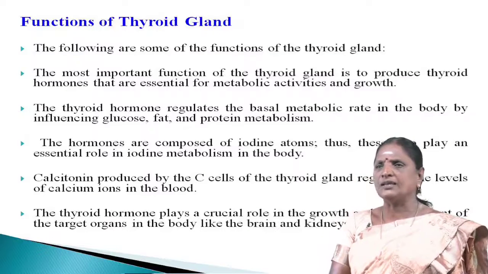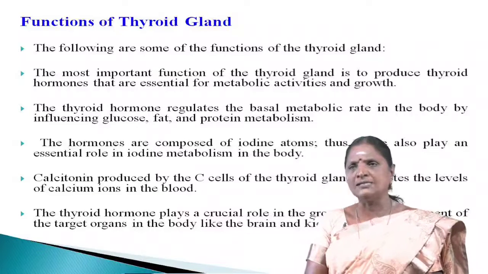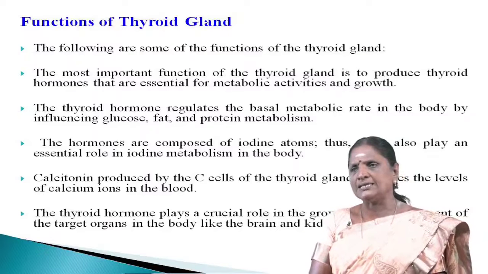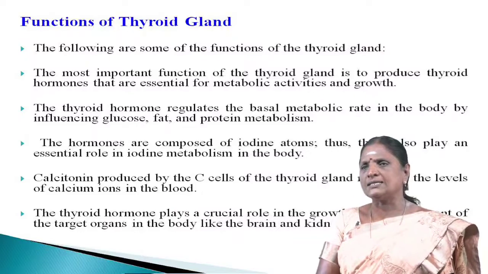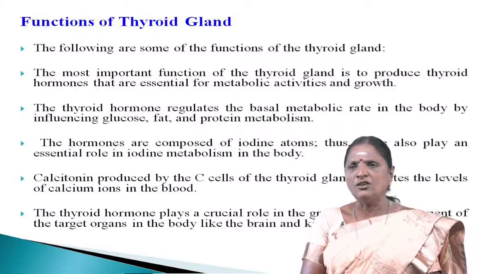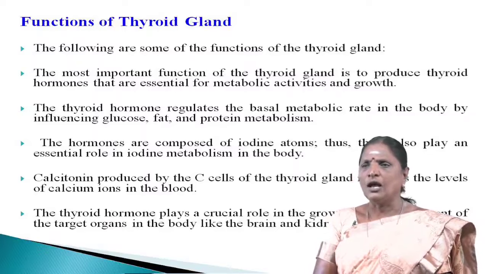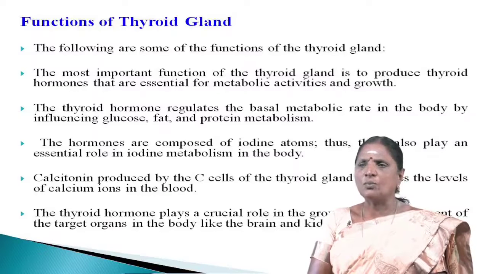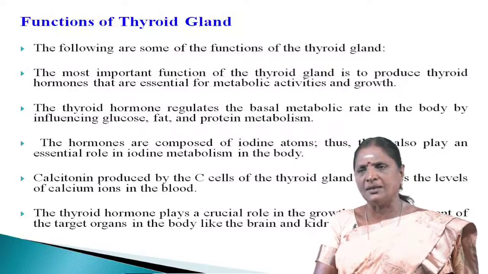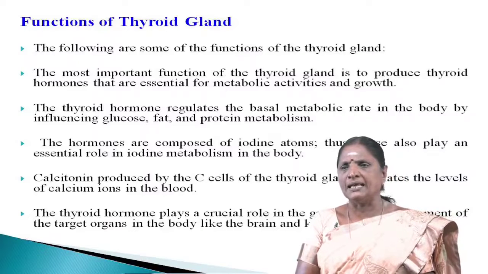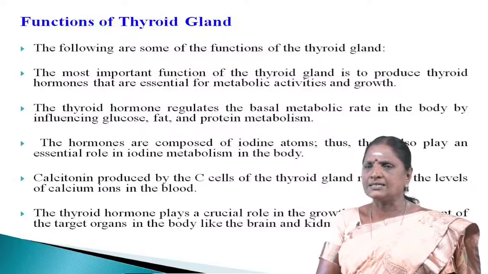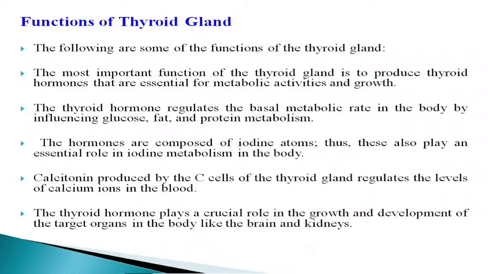The most important function of the thyroid gland is to produce thyroid hormones that are essential for metabolic activities and growth. The thyroid hormone regulates the basal metabolic rate in the body by influencing glucose, fat and protein metabolism. The hormones are composed of iodine atoms, thus the gland also plays an essential role in iodine metabolism in the body. Calcitonin produced by the C cells of the thyroid gland regulates the level of calcium ions in the blood. The thyroid hormone plays a crucial role in the growth and development of target organs in the body like the brain and the kidneys.